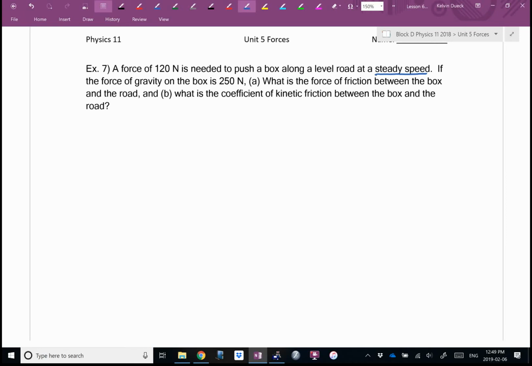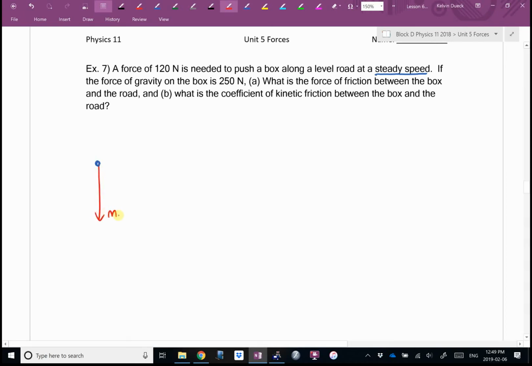How do I know to do a free body diagram? It's mentioned the force of friction and it's mentioned the force of gravity. Is there more than one force in this question mentioned? I better do a free body diagram to figure this out. I'll do it right here. Ben, what are the forces acting on this box? Get the obvious one. And this one's a bit strange, Ben.